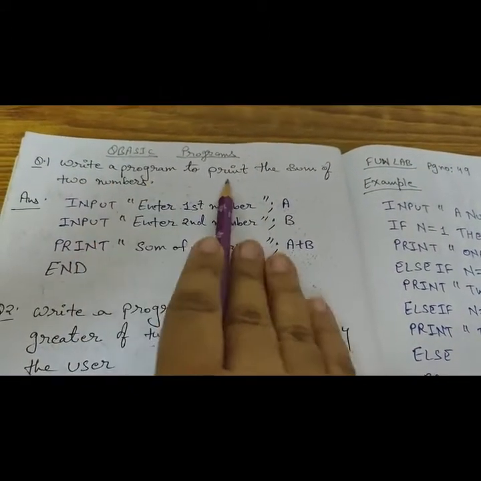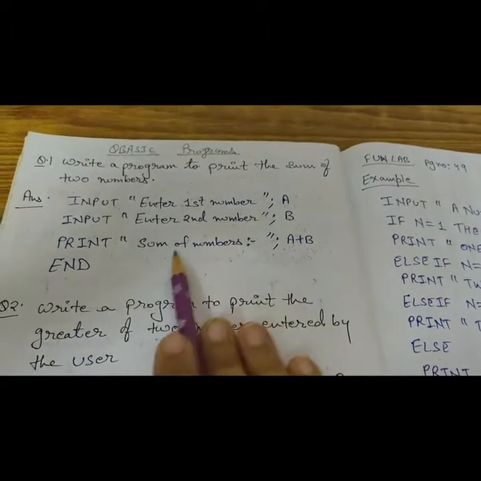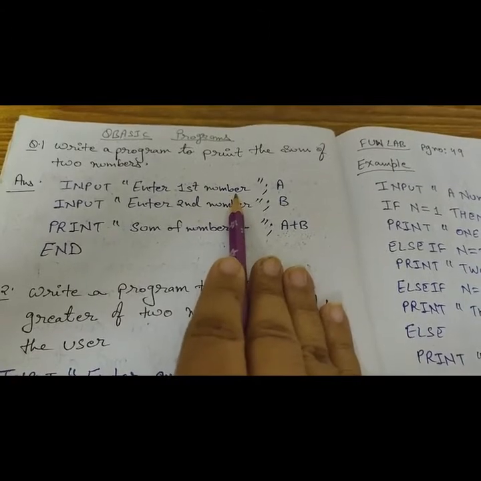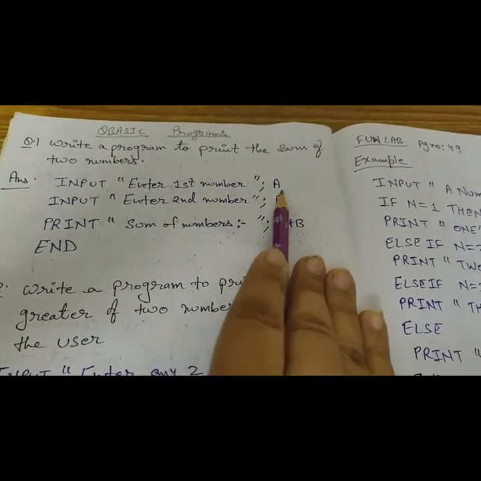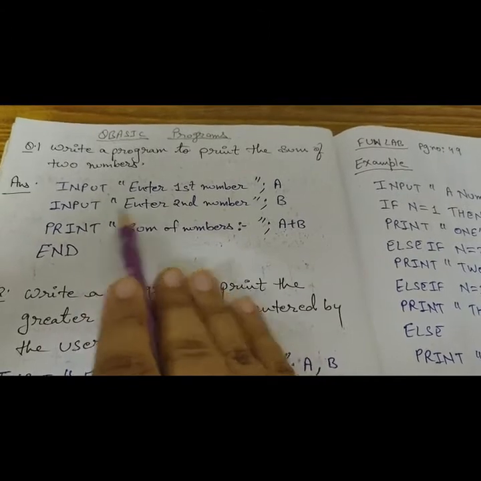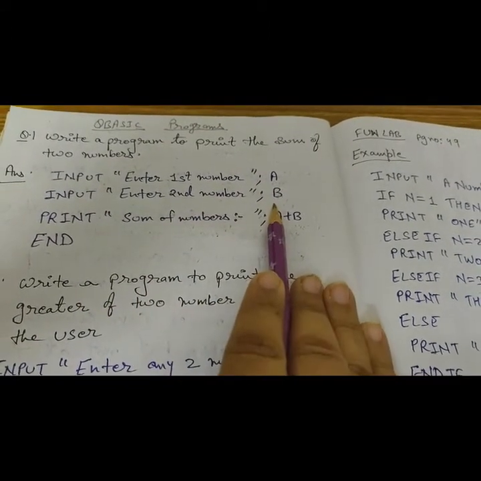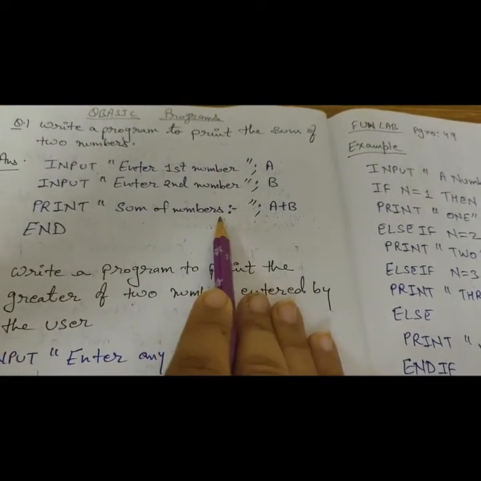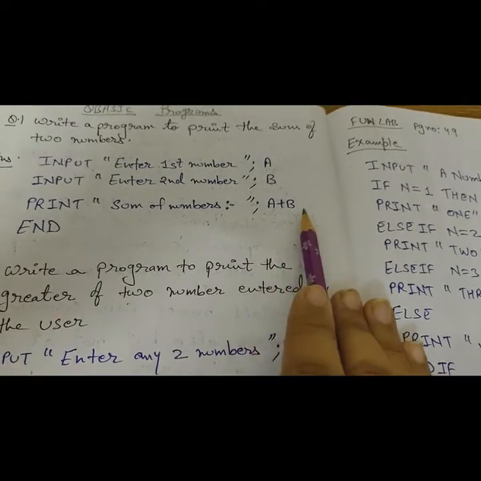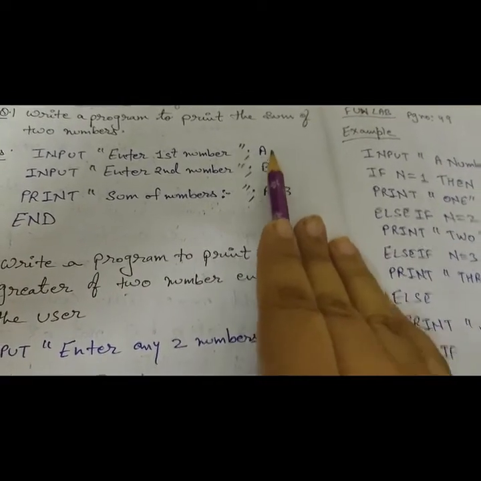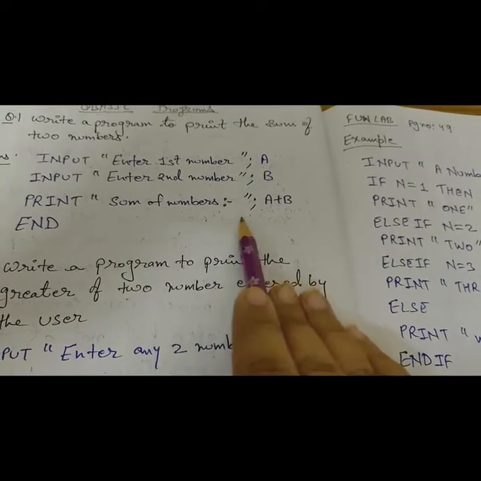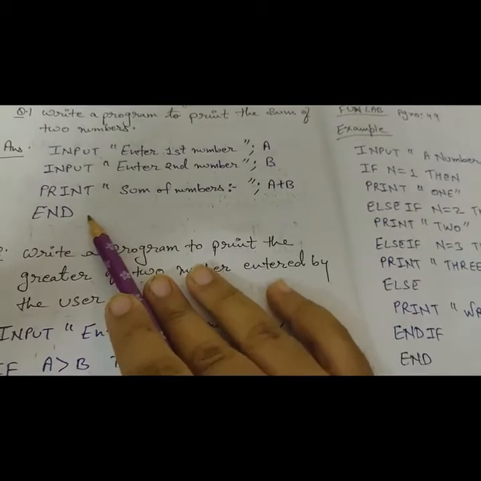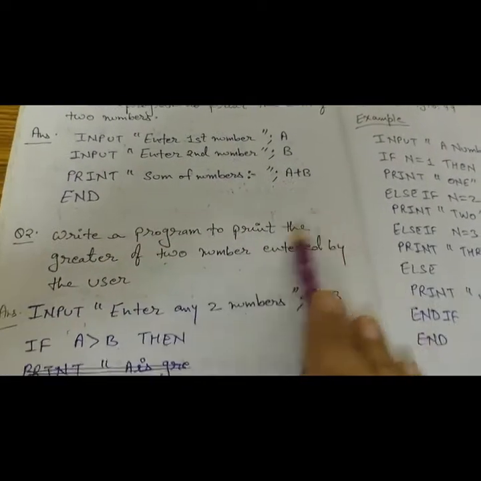First question is, write a program to print the sum of two numbers. Here is the program. INPUT "Enter first number". If the first number is an integer, then we are using an integer variable. INPUT "Enter second number". The second number is also an integer, so we are using an integer variable. PRINT "Sum of numbers"; a + b, because we want a result. We want a sum of these two integers. Here is END. END means the program should be ended, terminated.